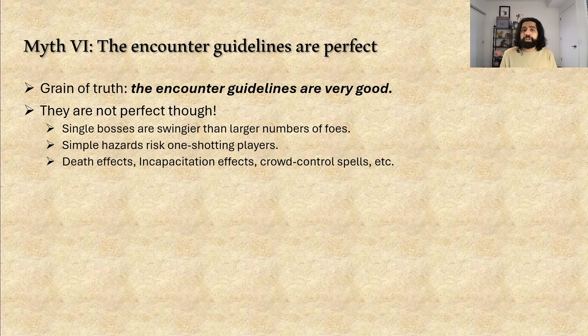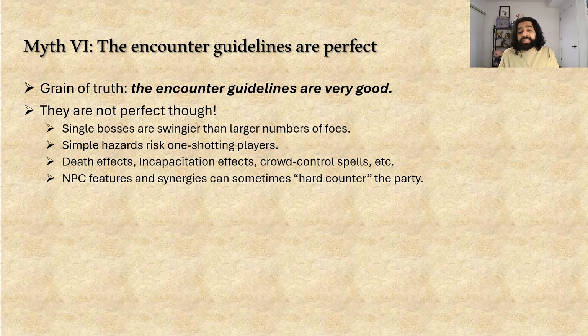Same for any crowd control spells like Wall of Force. I have had cases where the party was facing an entirely fair encounter budget, and then a Wall of Force just separated us, and suddenly we're facing something that's double extreme for one of us, and it's really hard for us to take on. So simply having spells on the NPC side will also drastically swing the balance. NPC features and synergies can sometimes hard counter the party.